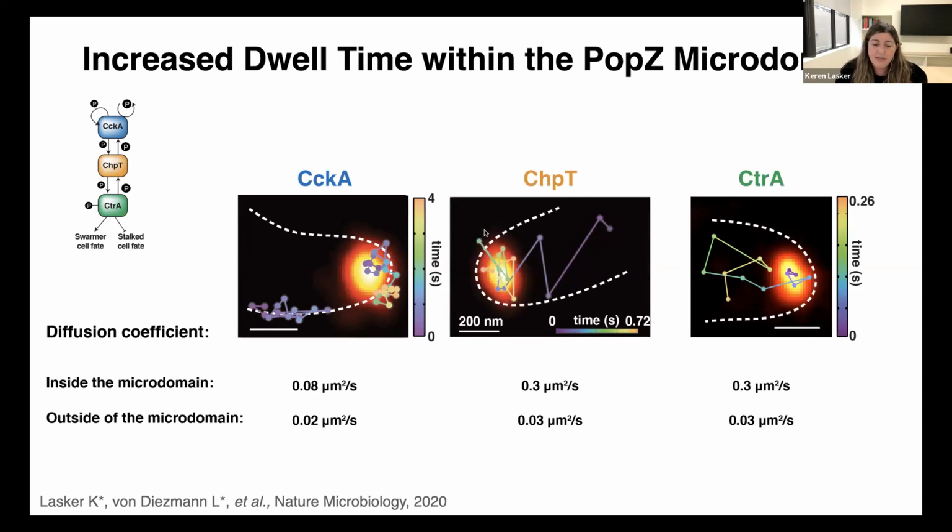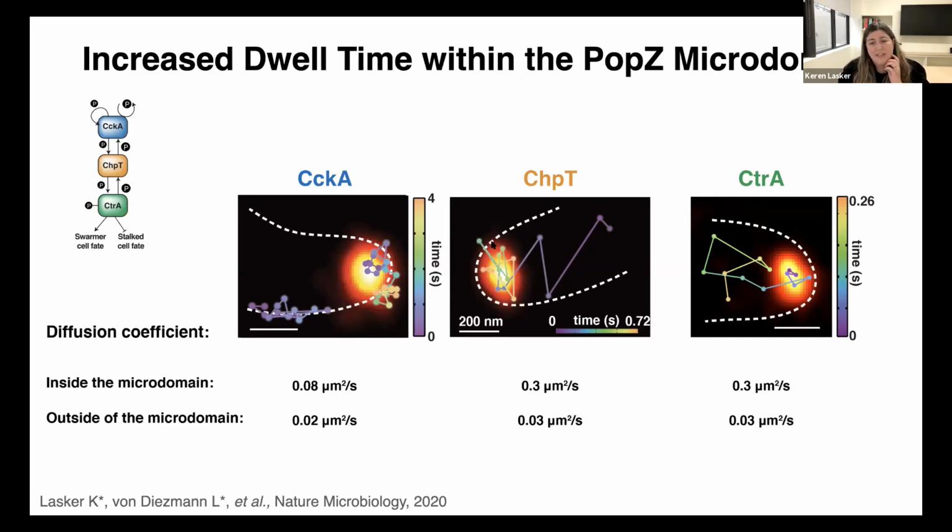And even more strikingly, the cytosolic protein CHIP-T and CTRA, upon entering the microdomain, slow down by at least tenfold in their diffusion, leading to increased dwell time within the microdomain. They're still moving. They can still find their partners for those phosphotransfer, but the movement is slowed down. And we have this increased dwell time.